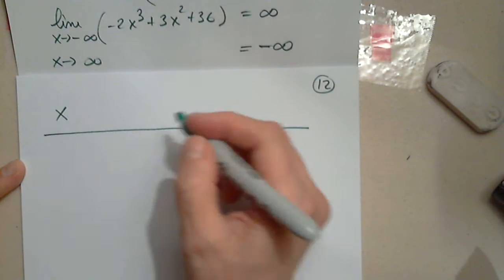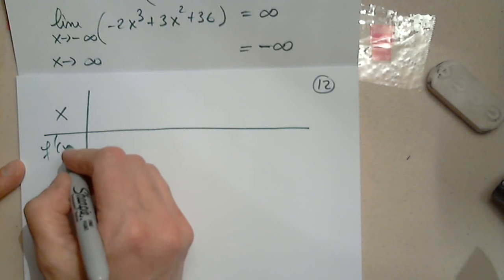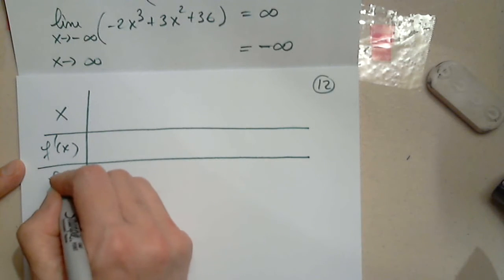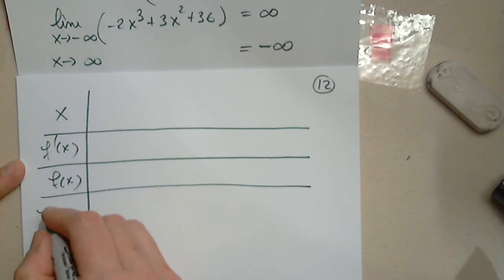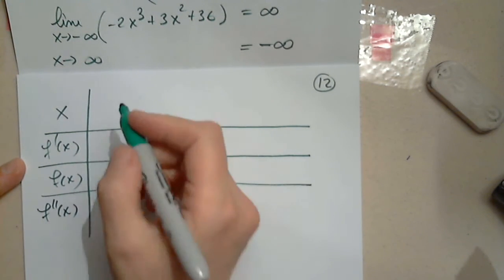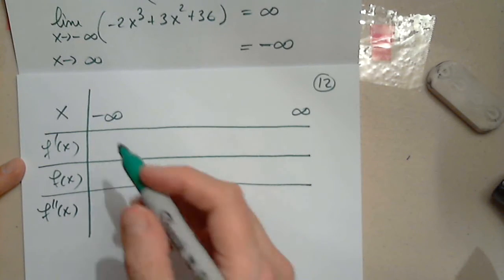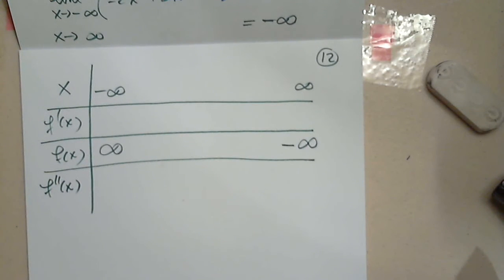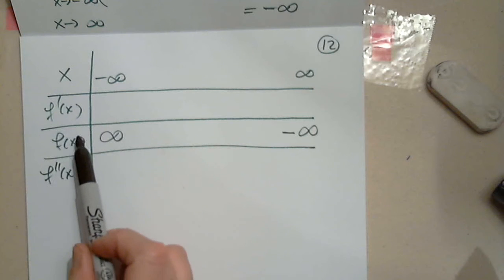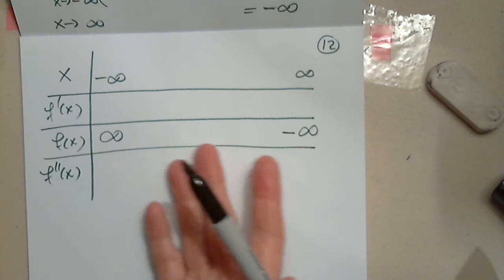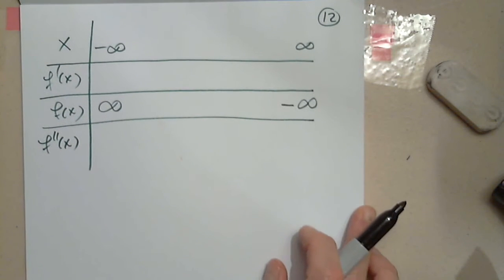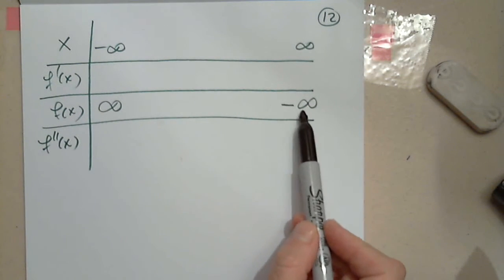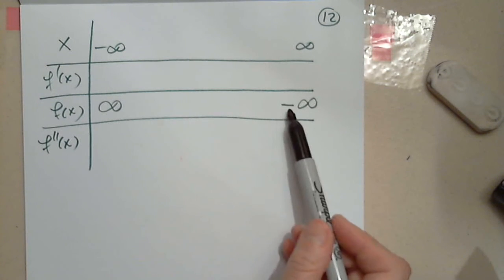x, f prime of x, f of x, and f double prime. What I have already is this, and I have that the end behavior is infinity and negative infinity. I will determine the x and y intercepts, because first I have to exhaust the function. We didn't do this before because we didn't have to graph, but now we're also asked to graph. So I need to determine the end behavior, which we did.